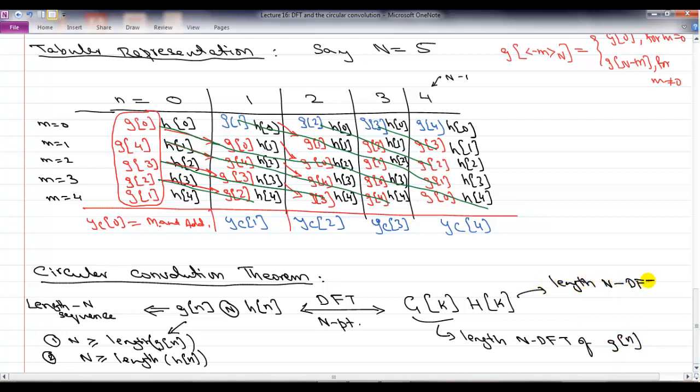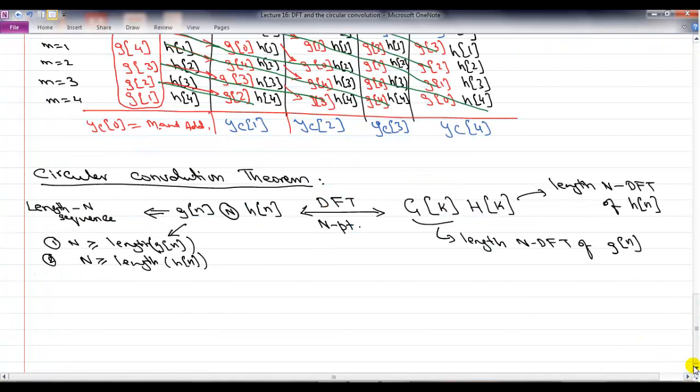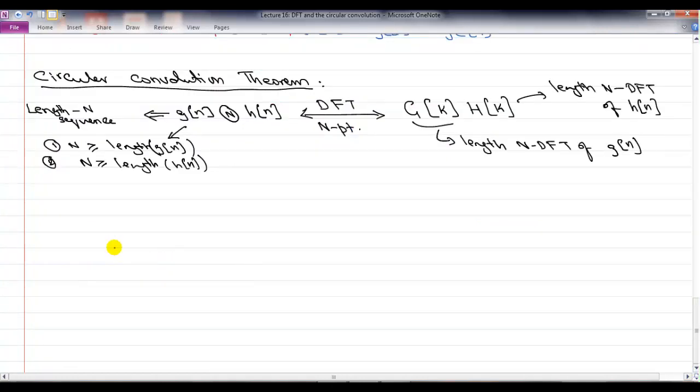Both are length n DFTs of their respective sequences. So on the left hand side in the time domain you have a length n sequence, and on the right hand side you have a length n sequence in frequency. This is a very important theorem in the field of signal processing, and it has applications in a number of areas, including mobile communications, where something called orthogonal frequency division multiplexing relies on this theorem. So why is it important?